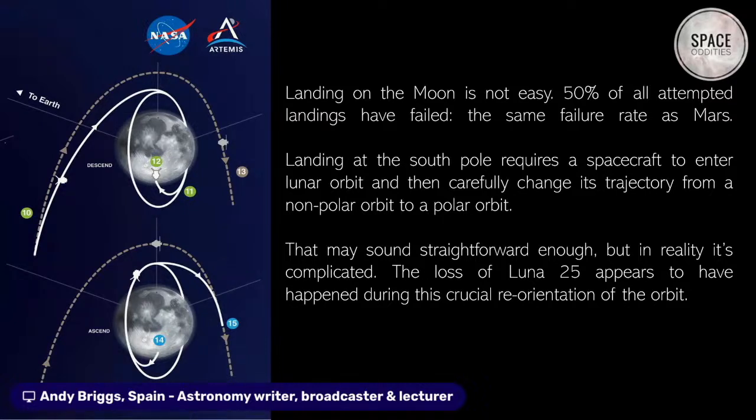So what you have to do, you have to put your spacecraft into a normal, inverted commas, orbit around the moon, a non-polar orbit, and then over time slowly change its orbit so that it becomes a polar orbit. Sounds easy, but actually it's quite complicated. And the loss of Luna 25 appears to have occurred during this crucial phase of changing the orbit into a polar orbit, ready for landing. We don't know exactly, but it looks like that's what happened.